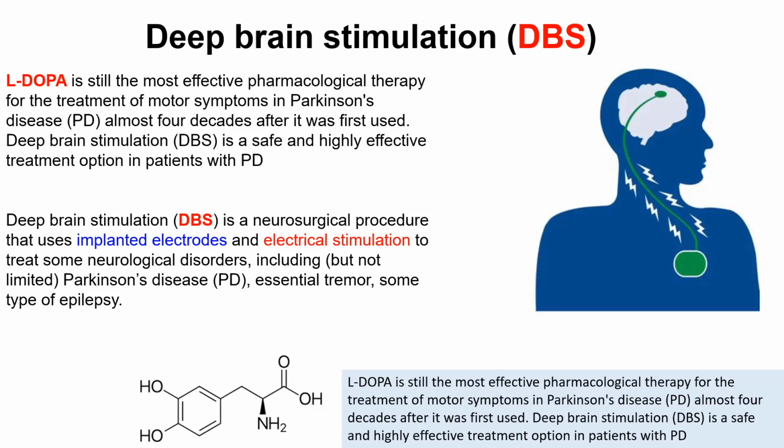So another therapy strategy for Parkinson's disease is deep brain stimulation, or DBS, which is a neurosurgical procedure that uses implanted electrodes and electrical stimulation to stimulate neurons and to make them release more dopamine. Now we can see how it works.